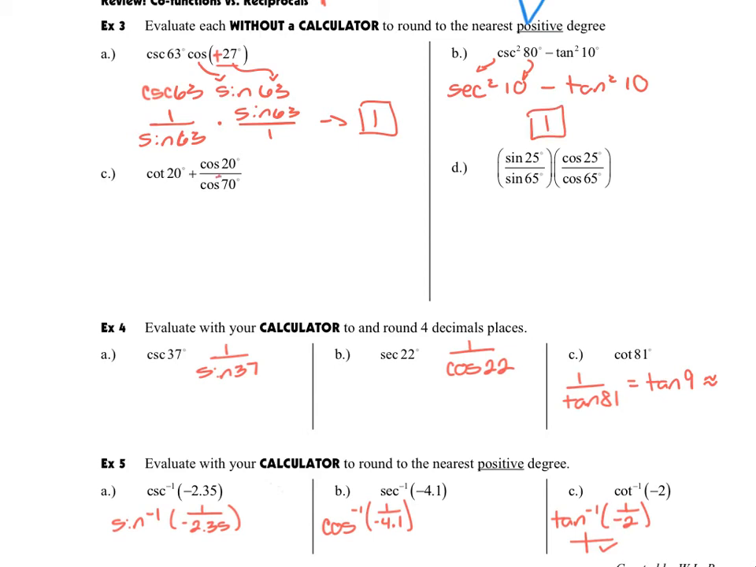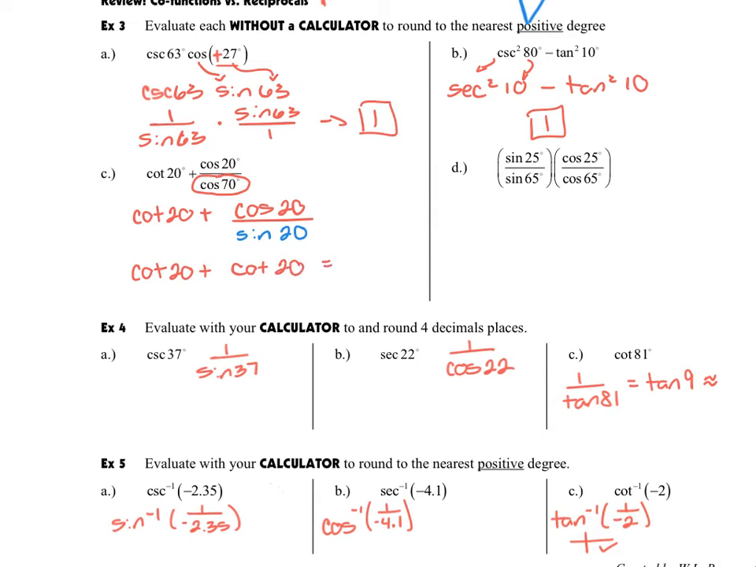Next problem. This one, logically, the best part to change would be the 70 because it's the one function that's different. So I'm going to keep the cotangent 20. I'm going to keep the cosine 20. And then on the next part, I'm going to change cosine to its cofunction, which is sine. I'm going to change 70 to its complement, which is 20. And now I can see that I have cotangent 20 plus cotangent 20.